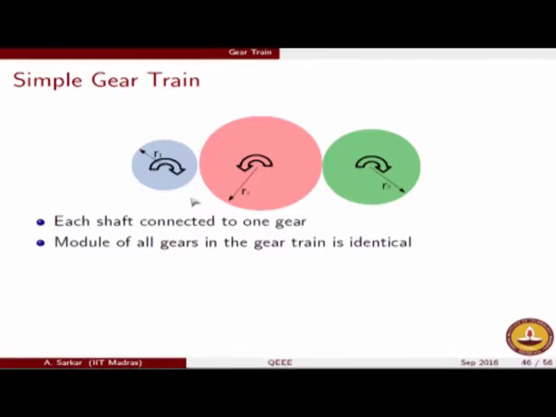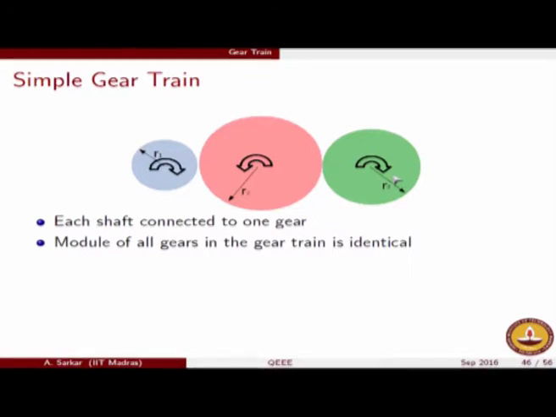So the first idea to note is that since all of these gear pairs have to be in engagement, all of them must have the same module. We understood even from the perspective of a gear pair that both the gears in a gear pair should have the same module. If it is a gear train, all these individual gears will have to be in mesh, so therefore the module of the gears has got to be identical. This will be true even for compound gears and other more complicated gears.